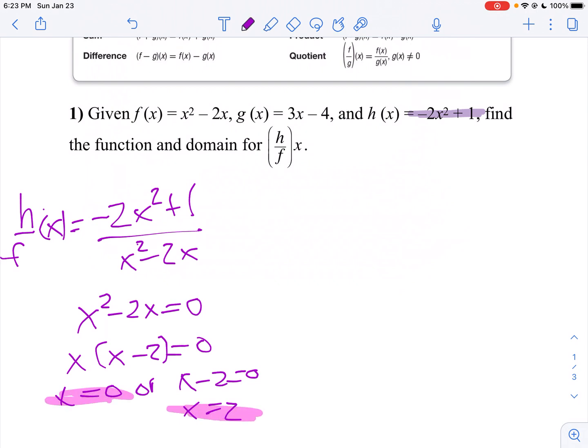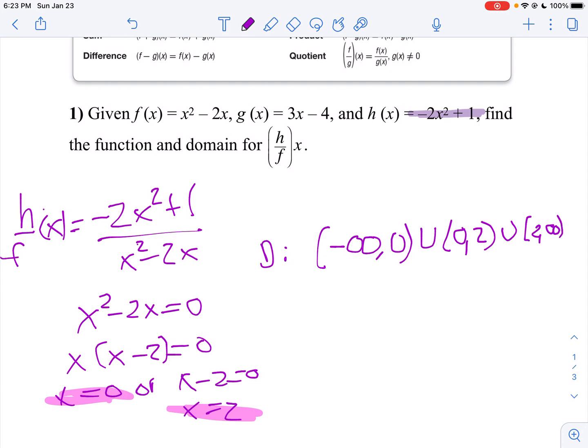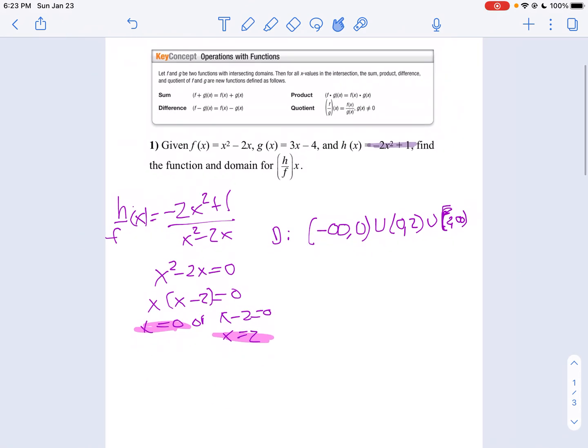So I'm going to say the domain of my function is going to go from negative infinity to 0. It's not defined at 0. It's going to go from 0 to 2 and from 2 to positive infinity. That's a parenthesis, by the way. Kind of looks kind of sad there. Because if it was 2, then it wouldn't be defined. And that's what we do for finding the domain when we're just doing operations with our functions.